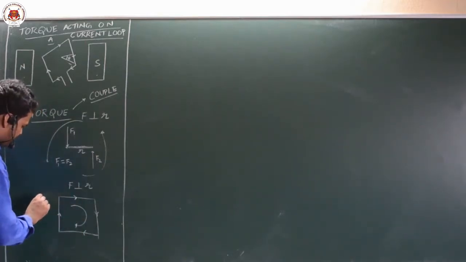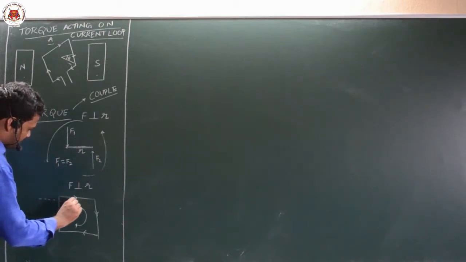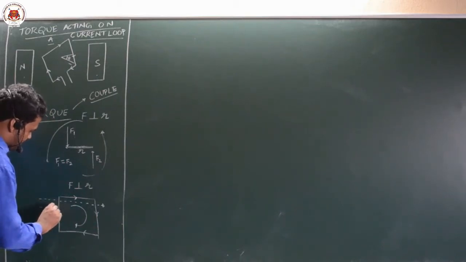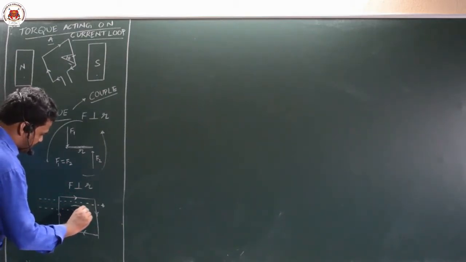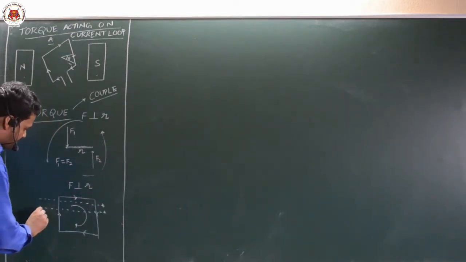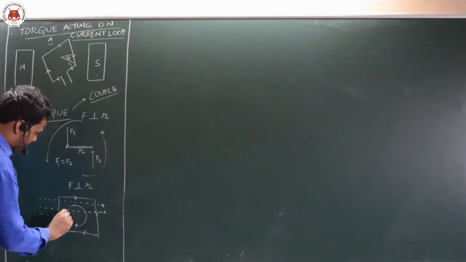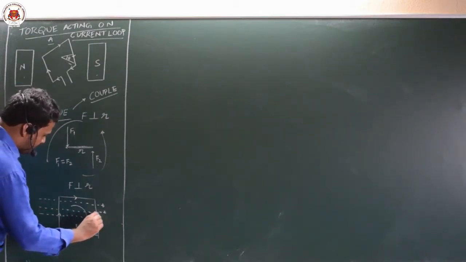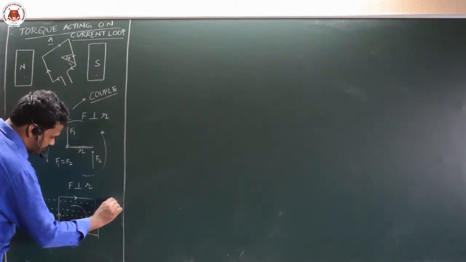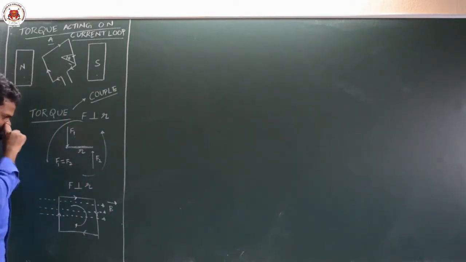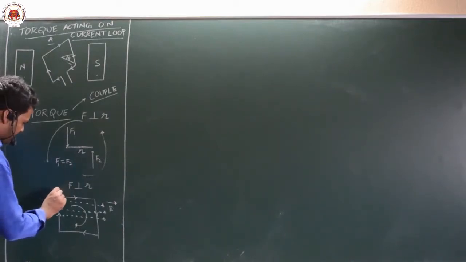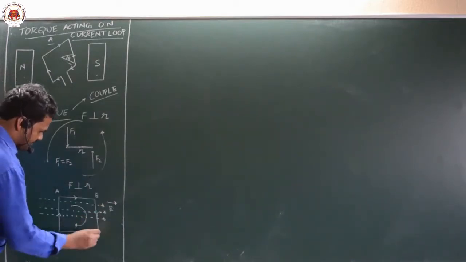I applied a magnetic field parallel to the plane of the loop. There is a rectangular loop on the plane of the board. Current is flowing in the anti-clockwise direction and I applied a magnetic field parallel to the plane of the board like this. Now let us observe what happens. Let us name the vertices A, B, C, D.